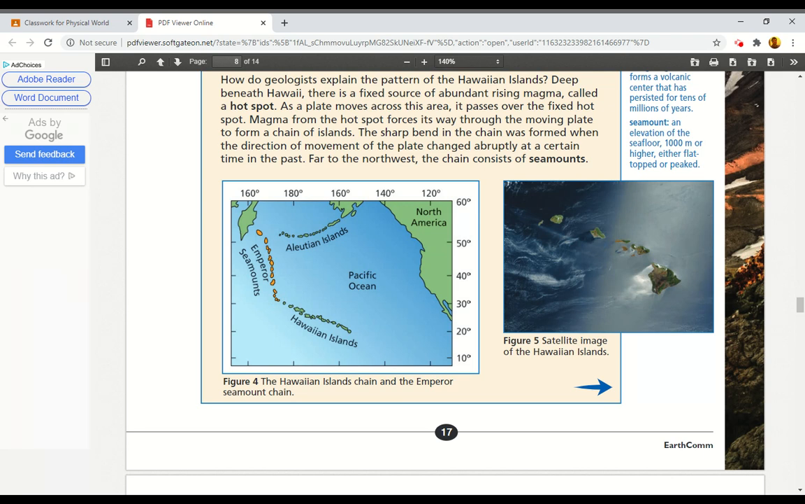The sharp bend in the chain was formed when the direction of movement of the plate changed abruptly at a certain time in the past. Far to the northwest, the chain consists of seamounts. Okay, so here in Figure 4, the Hawaiian Islands chain and the Emperor Seamount chain. Figure 5, satellite image of the Hawaiian Islands.